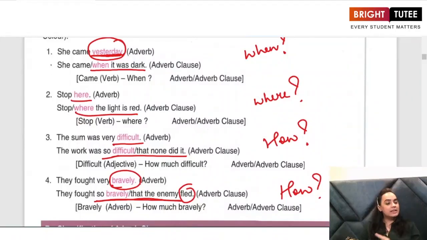So in all these four sets of sentences that we read, the first sentence uses an adverb to answer my question: when, where, how. While in the second sentence, we are using a clause to give us more information about when or where or how something took place.